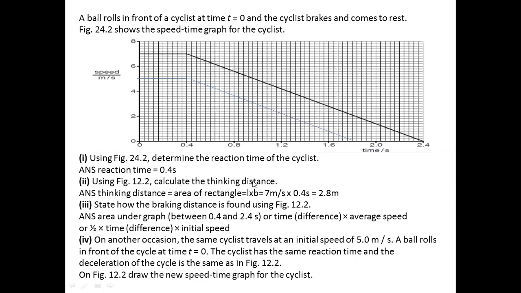Next part, calculate the thinking distance. Thinking distance will be equivalent to the area under this horizontal line, and it is a rectangle. This portion represents thinking distance. The area under the deceleration portion, this straight line, represents braking distance. So thinking distance equals the area of the rectangle. The formula for area of a rectangle is length into breadth. Here, length is 7 meters per second and breadth is 0.4 seconds. Multiplying the two values, the answer is 2.8 meters.